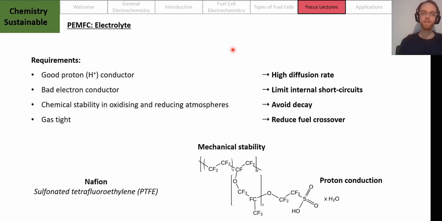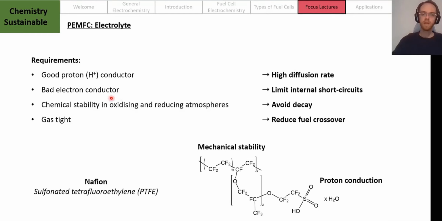Looking at the electrolyte of the PEMFC, we again have a look at our requirements first. So the requirements for our Nafion is that it has to be a good proton conductor. This means that we can facilitate a high diffusion rate of protons through the electrolyte. This basically just means we can facilitate a fast transport process and also a process which does not give rise to extra resistances within the material.